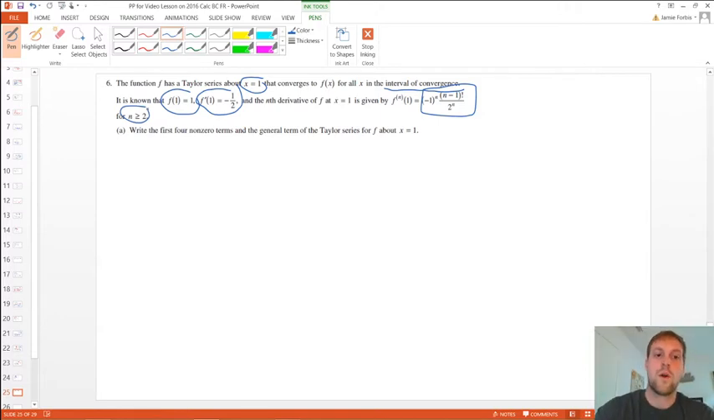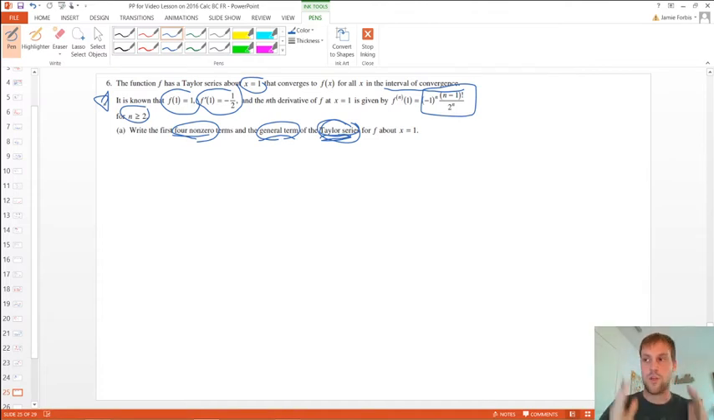All right. Part A says write the first 4 non-zero terms and the general term for the Taylor series for f about x equals 1. So this is something I would maybe see them do. Okay, so let's make sure we're good at this. What is, by definition, a Taylor series? So let's start off by writing out the definition of a Taylor series for the first 4 non-zero terms and the general term, and we're going to build up to what the actual series is. So let's start with what we know.